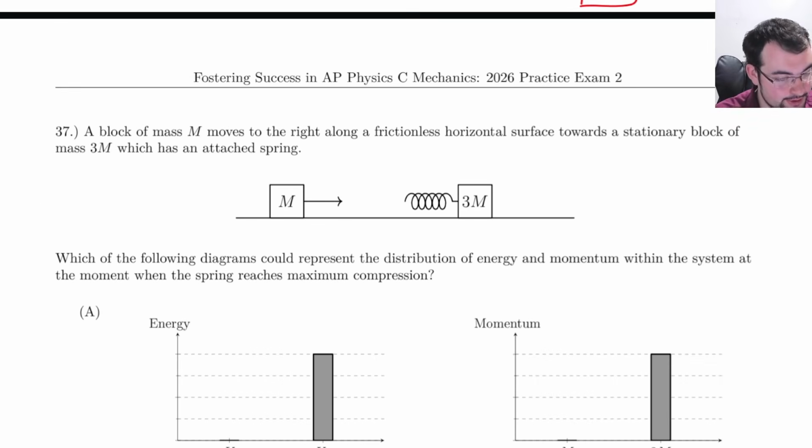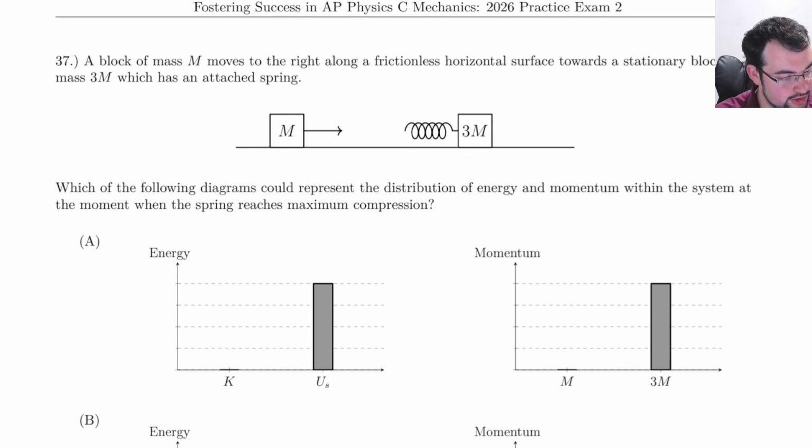All right, last few here. A block of mass m moves to the right along a frictionless horizontal surface towards a stationary block of mass 3m, which has an attached spring. Which of the following bar charts could represent the energy and momentum distribution when the spring reaches maximum compression? So what we have to remember here is there's going to be 2 conservations. Momentum has to be conserved and energy.